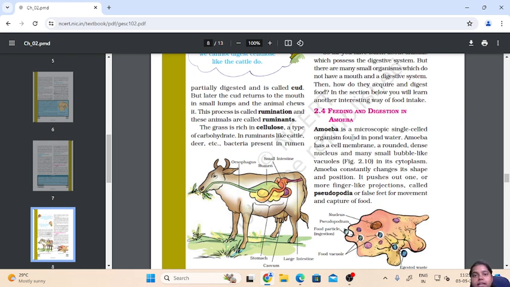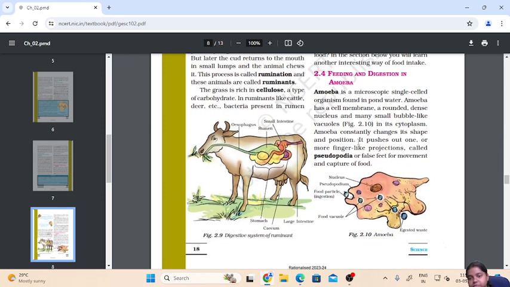And we humans, animals, all are multicellular, correct. It is a single cell, so you can imagine how microscopic it is. It is found in pond water. Amoeba has a cell membrane. This is the cell membrane. It also has a darkly stained nucleus. This is the nucleus. And it consists of many bubble like vacuoles which are called food vacuoles.